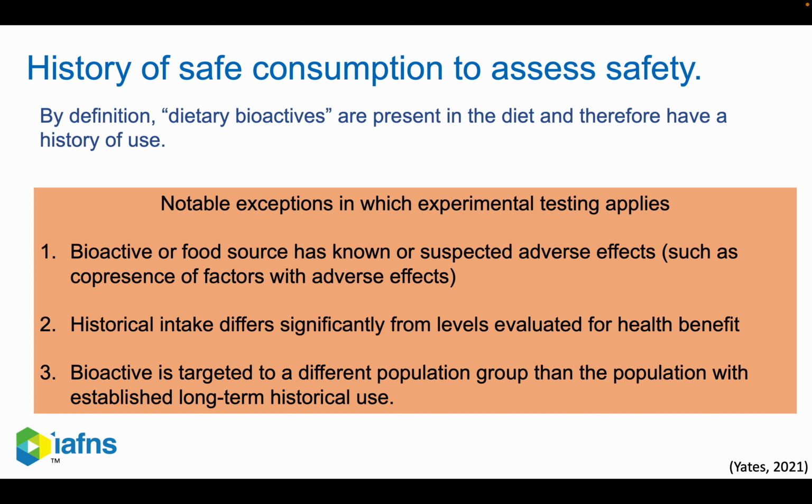A history of safe consumption applies existing principles already in use and offers flexibility by recognizing that specific approaches vary by the food regulatory practices in a specific geographic region. By definition, dietary bioactives are present in the diet and therefore have a history of use on which to base a safety assessment. The publication on the framework provides details on existing practices to determine history and level of safe use, but also when and how to address the exceptions that are noted on this slide, conditions in which experimental testing applies.